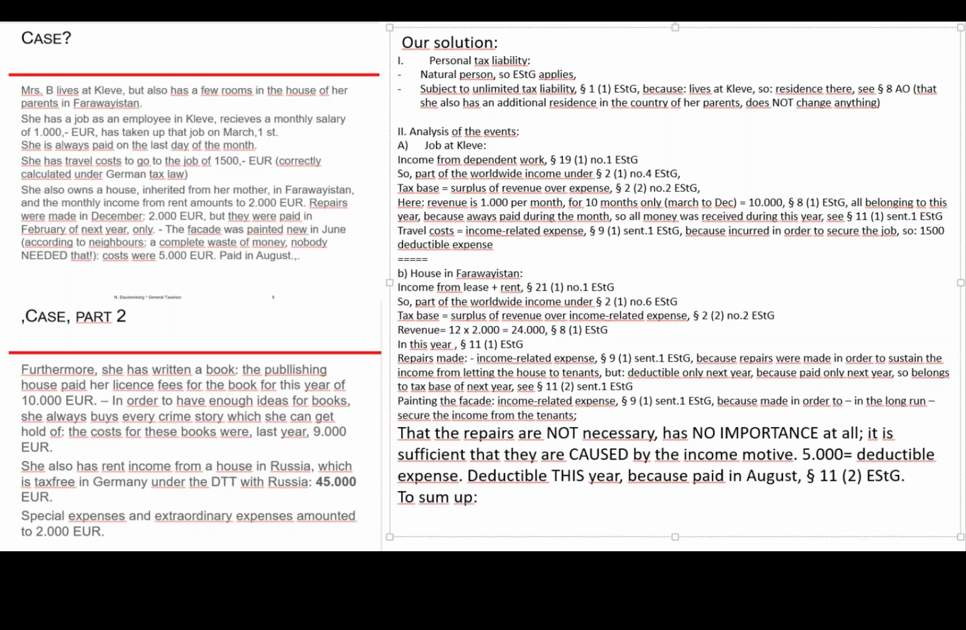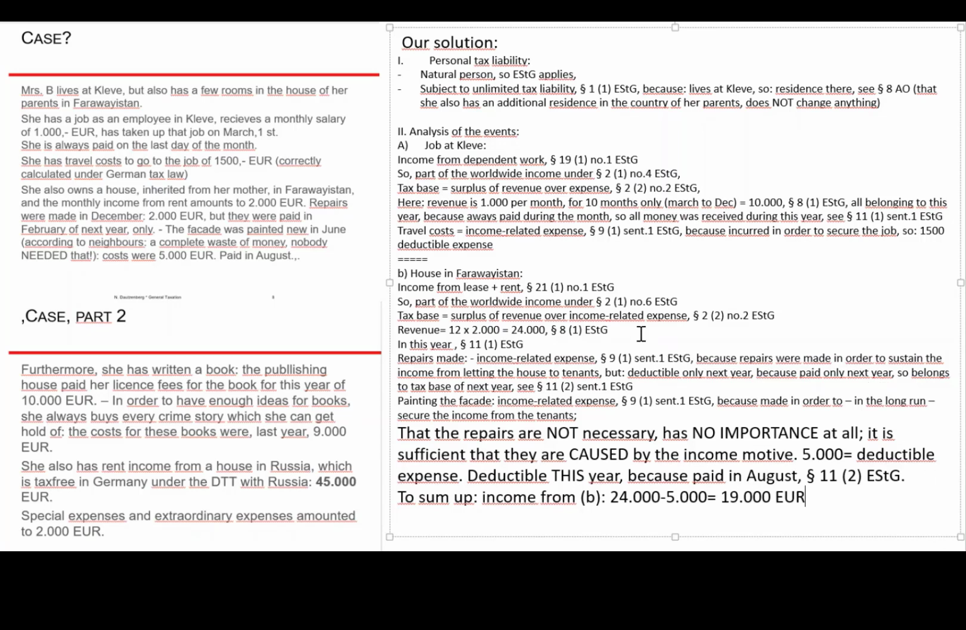so we have income from event number B. This is 24,000 minus, well, 2,000 only belong to next year, so 5,000 paid in August, 19,000 euro.